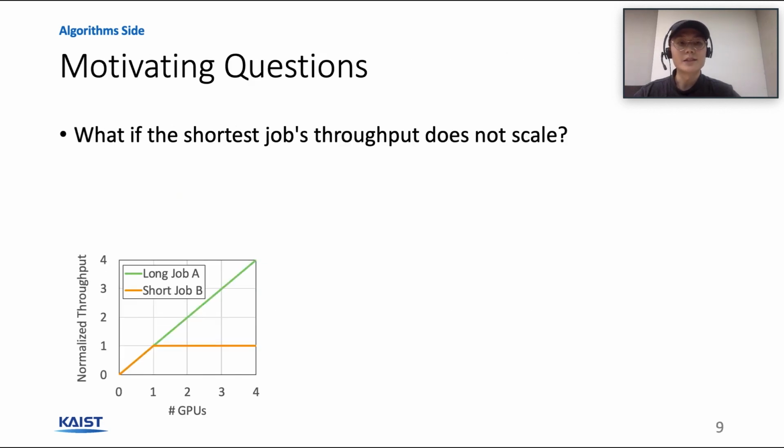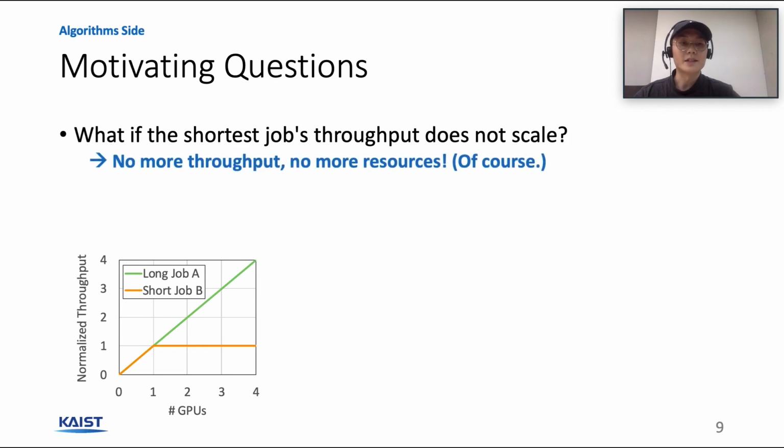Actually, SRTF is optimal only when every job throughput scales linearly to the allocated resources. For example, what if there is a long job whose throughput scales very well and a short job whose throughput rarely scales? This figure shows an example. The long job A scales linearly to the number of GPUs, while the short job B does not gain any additional throughput beyond 1 GPU. Which job do you need to allocate more GPUs to reduce the average completion time?